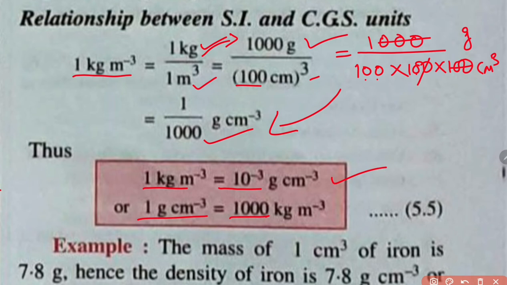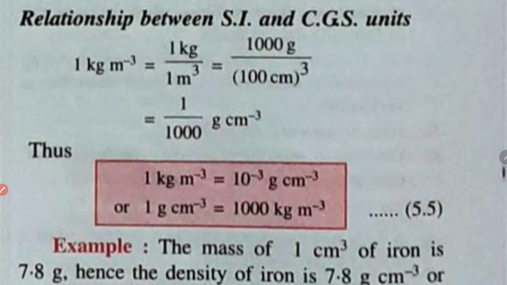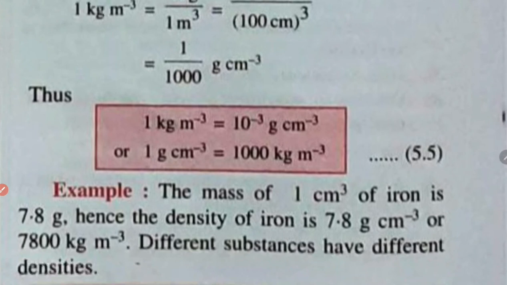Further going through the topic, for example, the mass of 1 centimeter cube of iron is 7.8 gram. Hence the density of iron will be 7.8 gram per centimeter cube, or 7800 kilogram per meter cube. So different substances have different densities. Obviously different substances will have different density because the molecular arrangement is different.